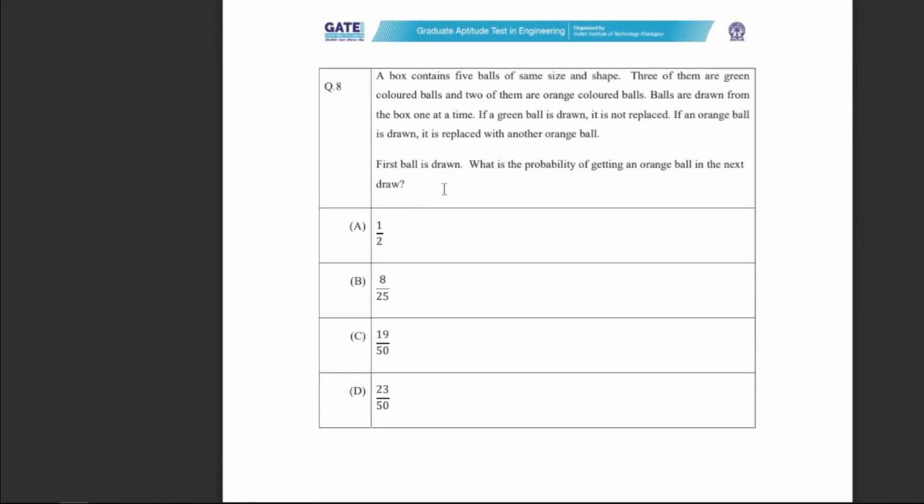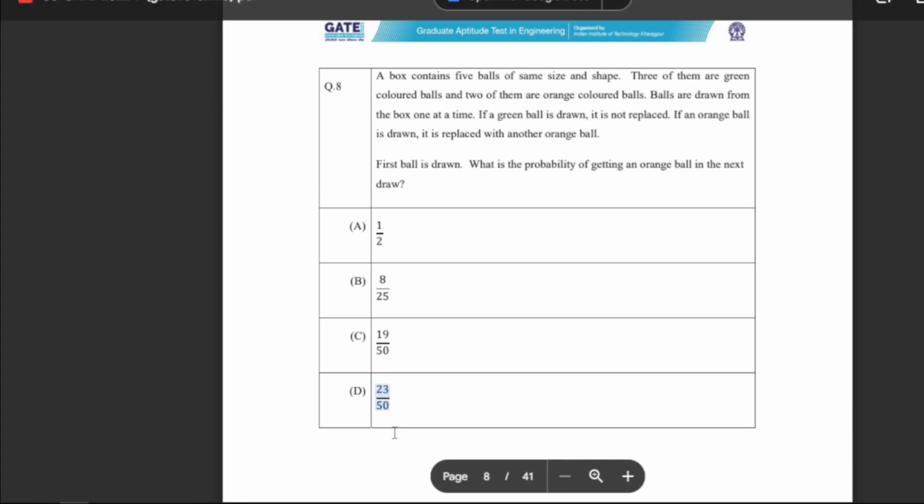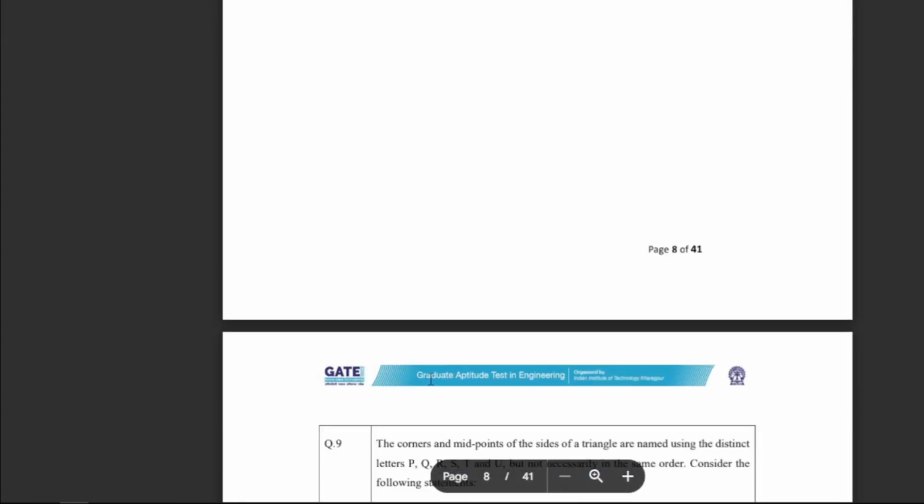Okay, so first ball is drawn. What is the probability of getting an orange ball in the next round? So the answer of 8 is D, that is 23 by 50.